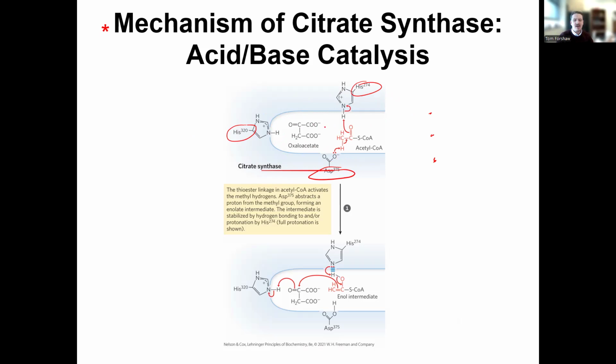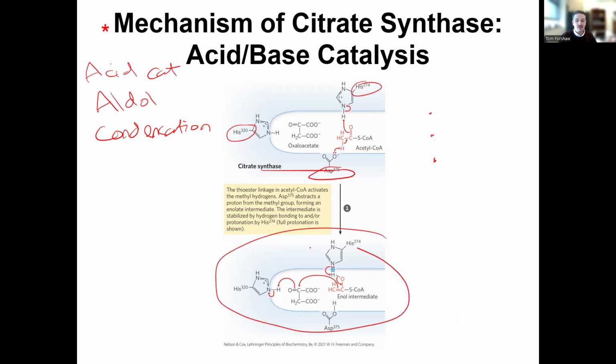And you can see that oxaloacetate, of course, is bound first. And this is an acid catalyzed aldol condensation. You should remember aldol condensation from OChem. Essentially, what happens is, you can see here, this is where it's happening.